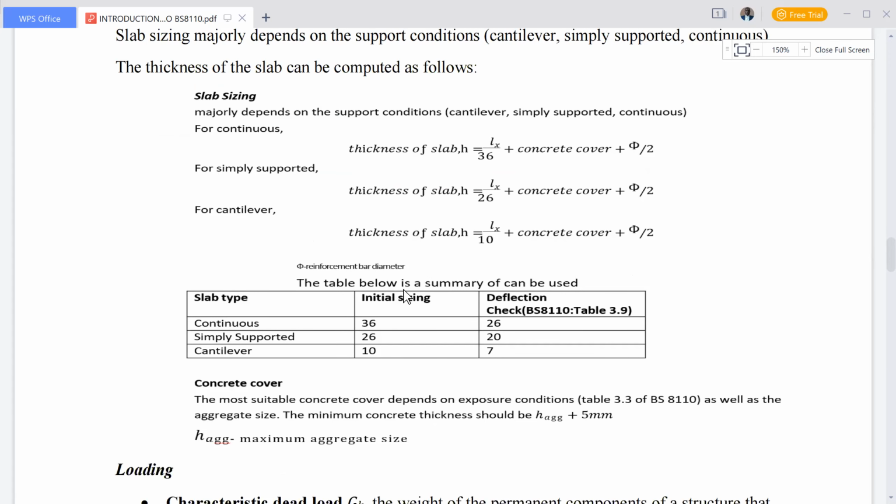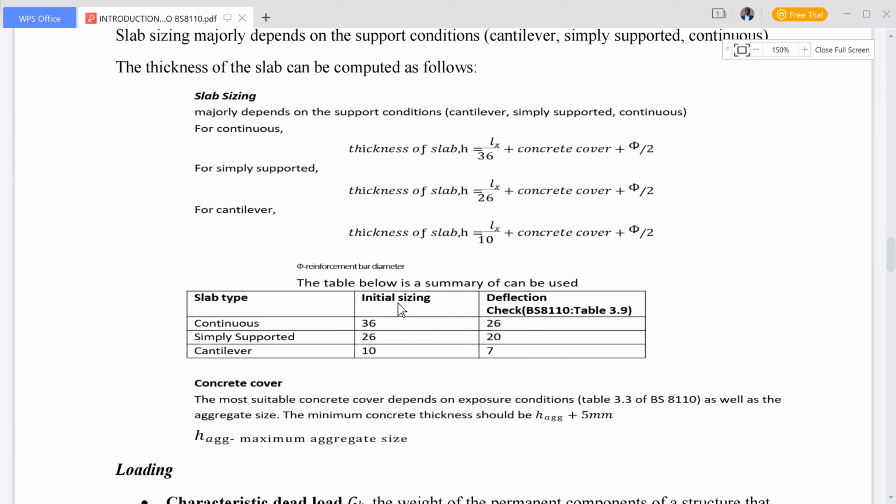Now, when you come to this table here, I need you to understand this. When you have a continuous slab, when you are doing initial sizing, you take a value of 36, that we have used in this equation here. But if you want to check for deflection, we use a value of 26. The reason why we take 36 in initial sizing is so that when we design it, it has a high likelihood of passing our deflection test. But if you take 26 and use it here, when you arrive at the point to check deflection, your slab is likely to fail. That's why we take a higher denominator for each of the slabs, so that during the test, it will not fail.